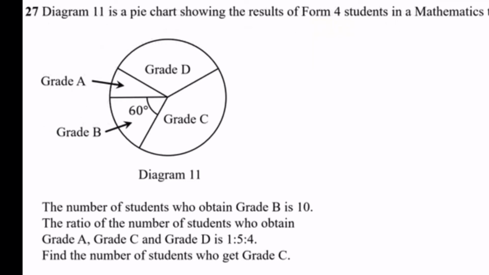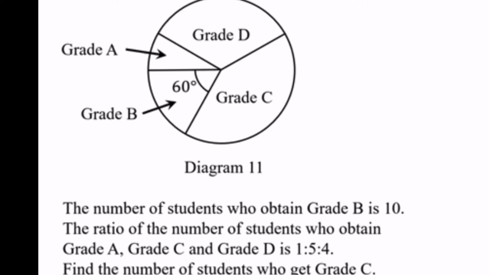Okay, for this question, we are asking about the pie chart. Diagram 1 is a pie chart showing the result of Form 4 students in a mathematics exam. So let's see the grade. Grade A, we don't have degree. Grade B, we have 60 degree. And grade C and grade D. So we are going to solve the question. So let's see how to solve the question now.